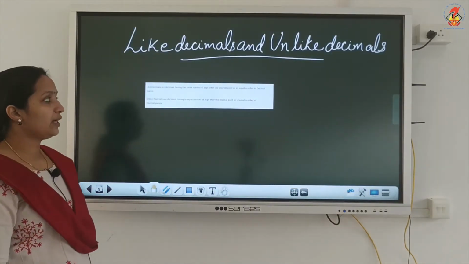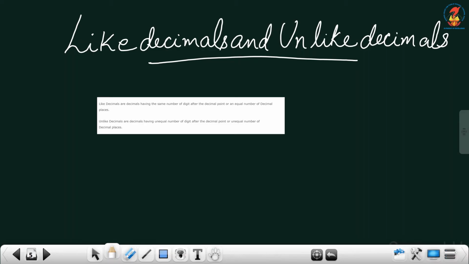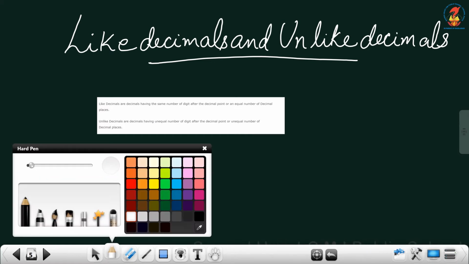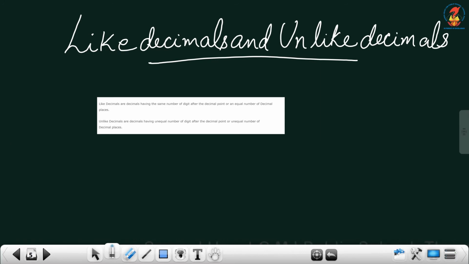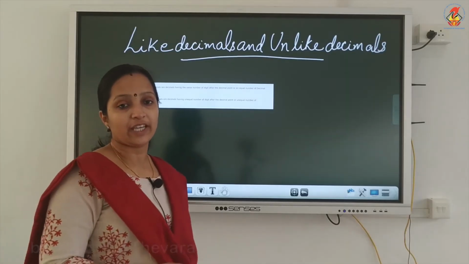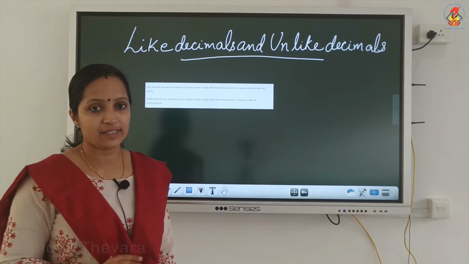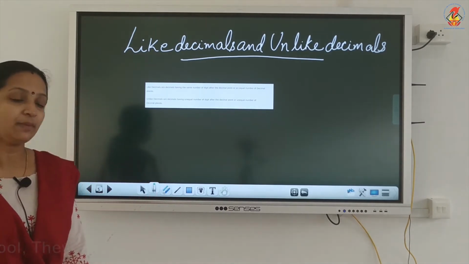Then you have to learn about like decimals and unlike decimals. And this also you already learned. Like decimals means what? If the number of decimal places are same. Like decimals are decimals having the same number of digits after the decimal point, or equal number of decimal places. That means if the number of digits in the decimal part is same, we can say that they are like decimals.